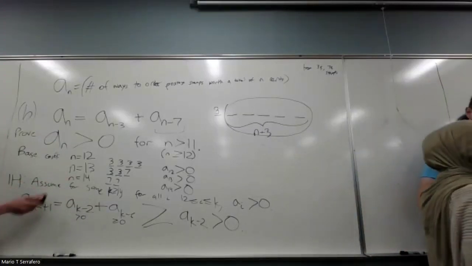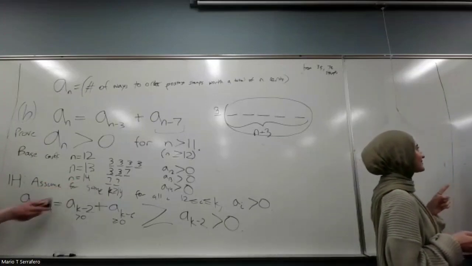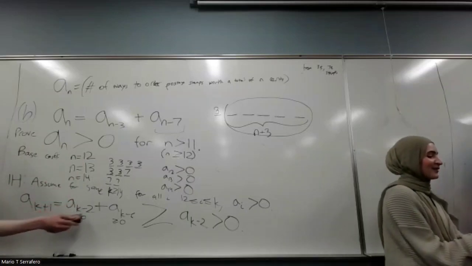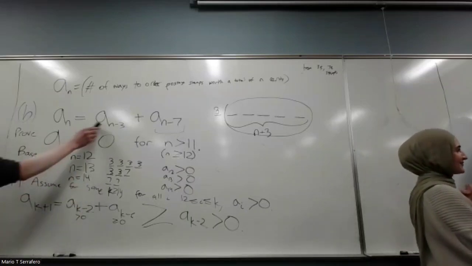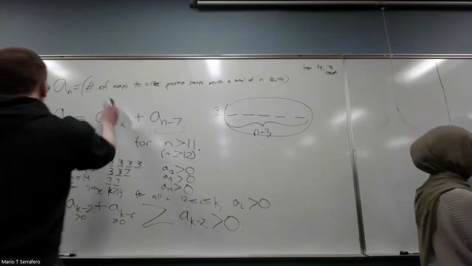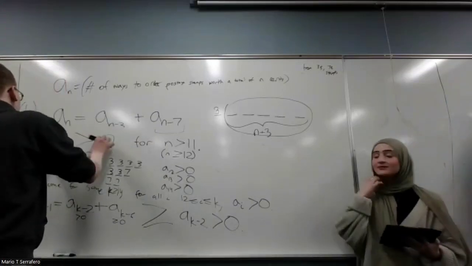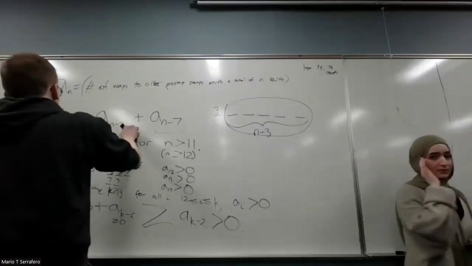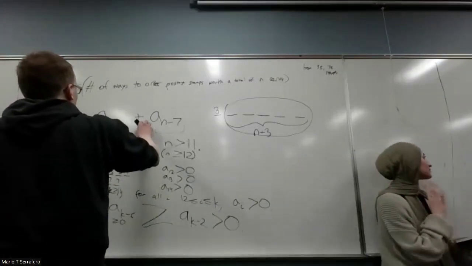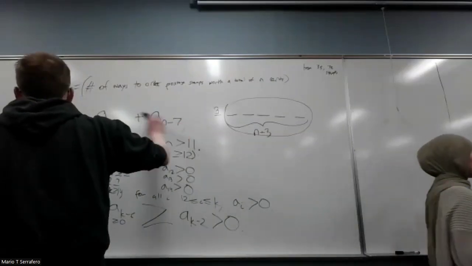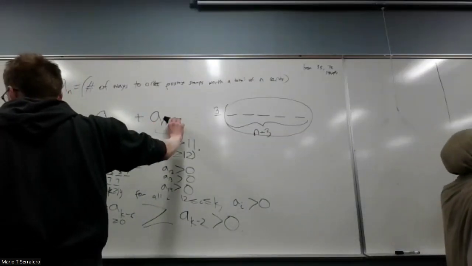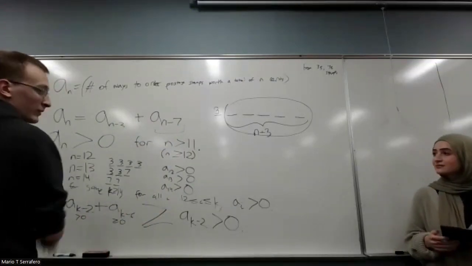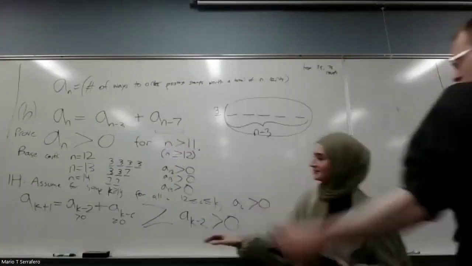So if k is greater than or equal to 14, then we know a sub 12 is greater than 0. We're only looking at this, and it depends on what you want to prove, but we wanted to prove this is just greater than 0. So we've already shown that this is greater than 0, so we can ignore this. Because once this is greater than 0, this whole thing is dead. That was the point.